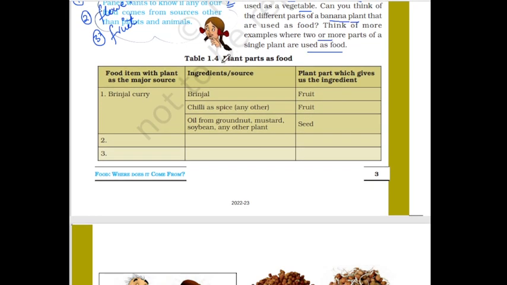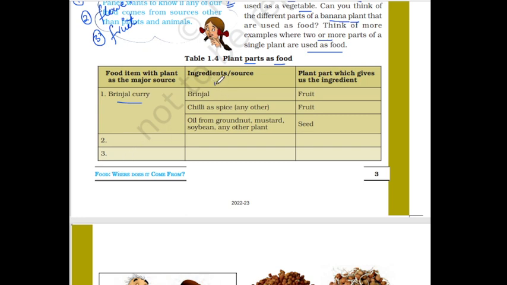Then in table 1.4 you can see plant parts which are used as food. So you have been provided with food items with plant as the major source. You want to prepare brinjal curry.